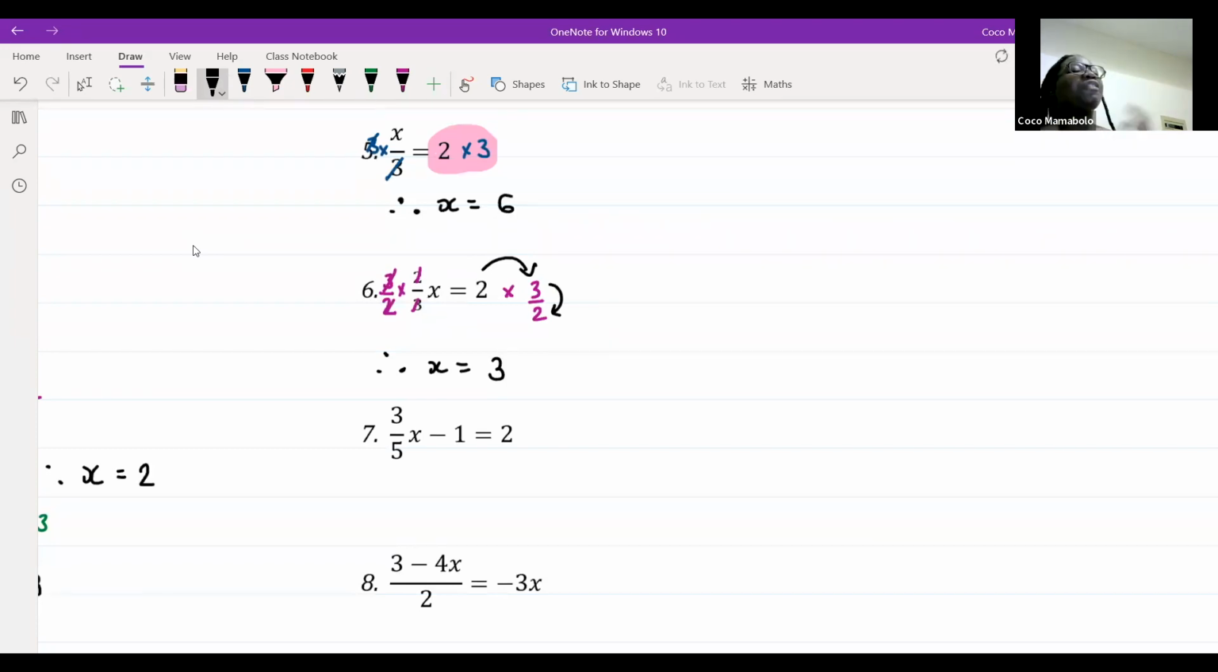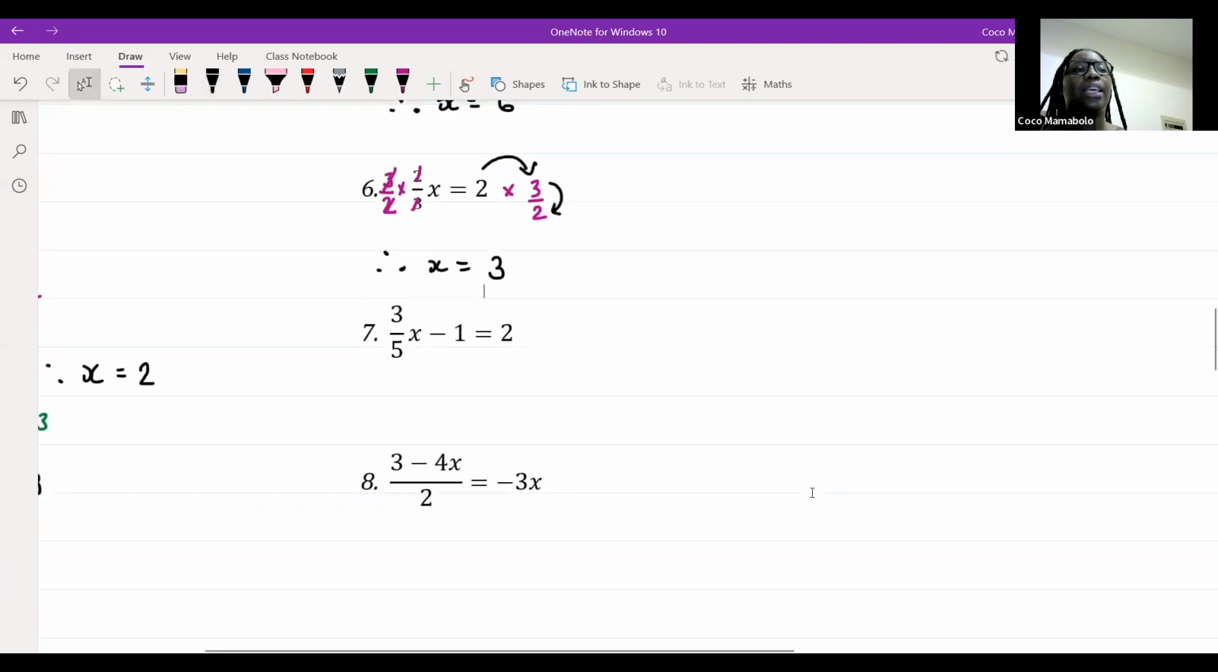Okay, if this is a bit complicated for you, then you can do it the long way around. Go ahead and do it the long way around. There's nothing wrong with that. But if you're looking at this and you're like, yeah, ma'am, I feel you, this is so much easier, go for it. I want us to try number 7.